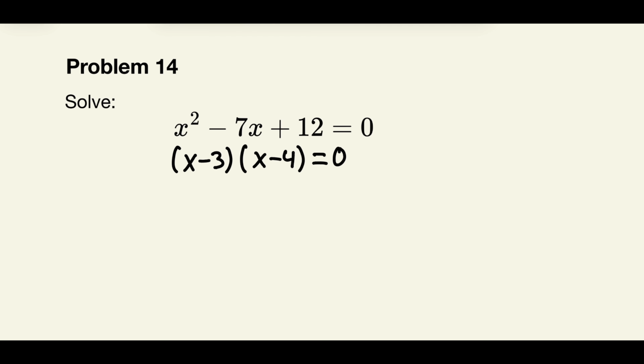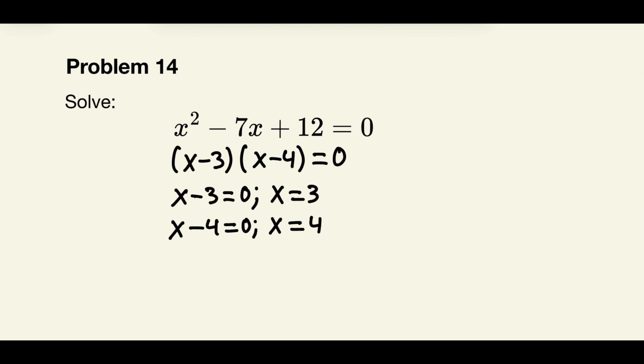So now let's set each factor equal to 0 and solve for x. x minus 3 equals 0. Solving for x, x equals 3. And then we have x minus 4 equals 0. Solving for x here, x equals 4. So that means x equals 3 or x equals 4. And that is the final answer.